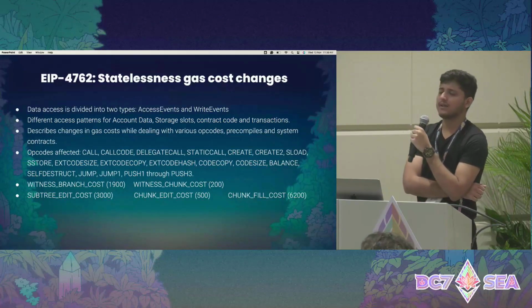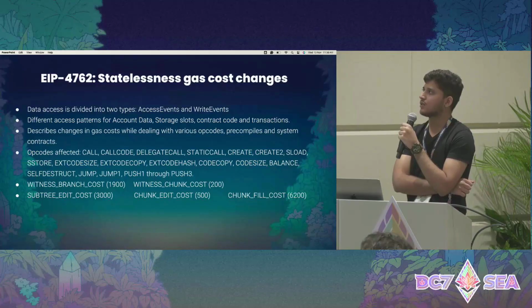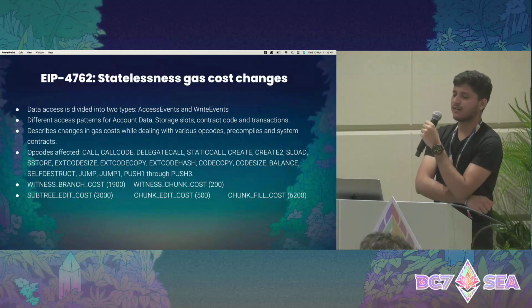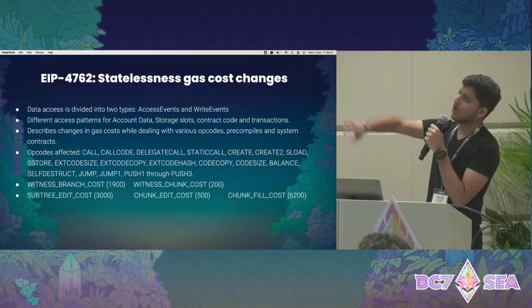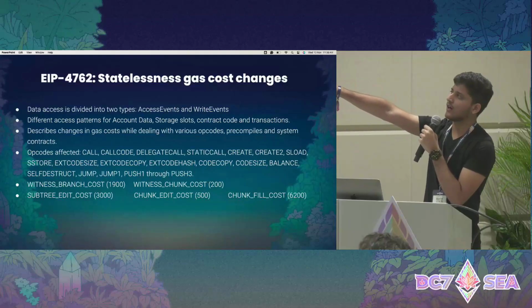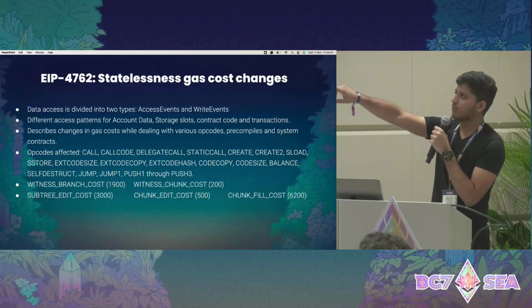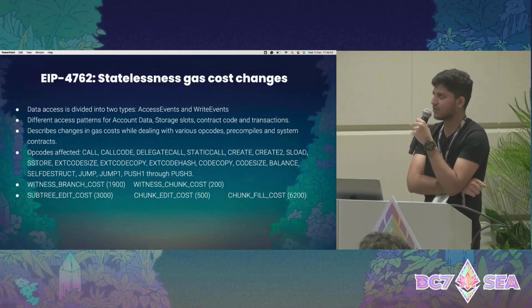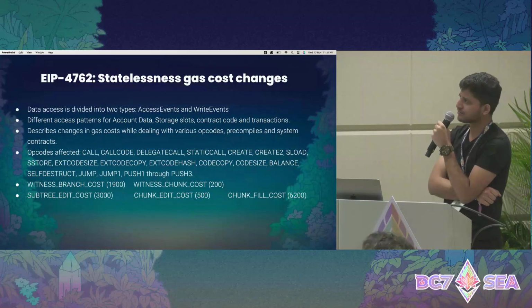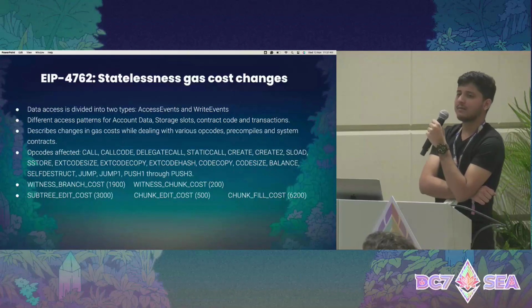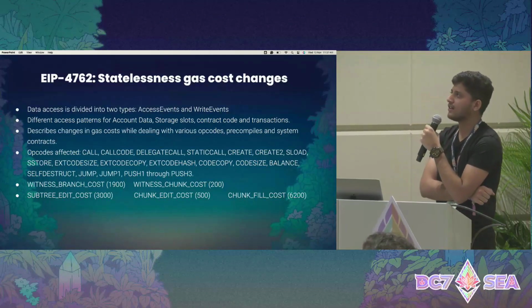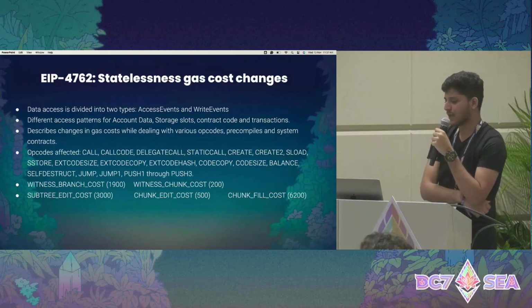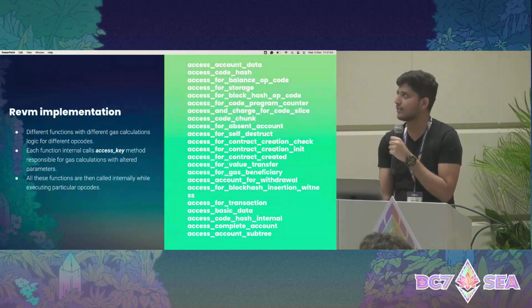So basically, the EIP targeted two types. One was for access events and the second was for write events. The access was basically reading the data for constructing the witness, and write was for writing the data while constructing the witness, right? So you can see all the opcodes whose gas cost will be modified when this EIP goes live. The gas cost model for all these opcodes was modified. Yeah, and this EIP also designs how we are going to access the pre-compiles, the system contracts, and the gas cost of various opcodes. So, how I implemented it in REVM.